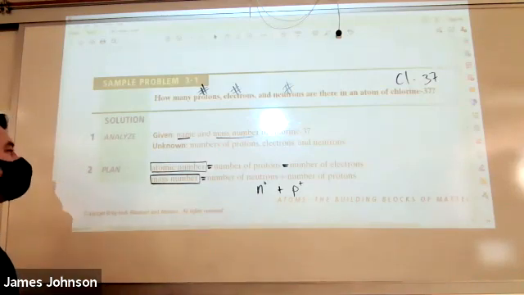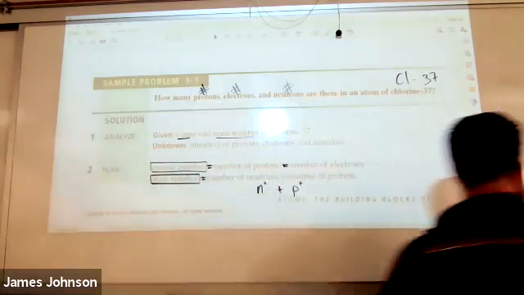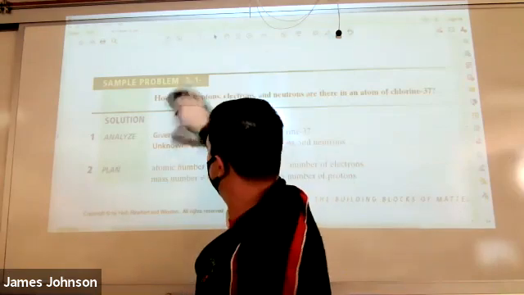So here's what we know. This is how we're going to use this information. Let's clean up the board. I'm going to have to scroll the PDF down.